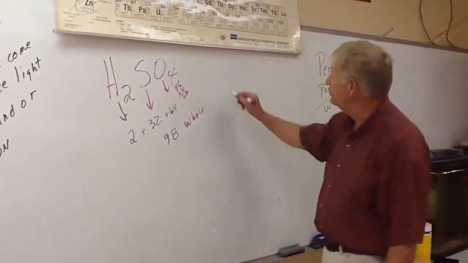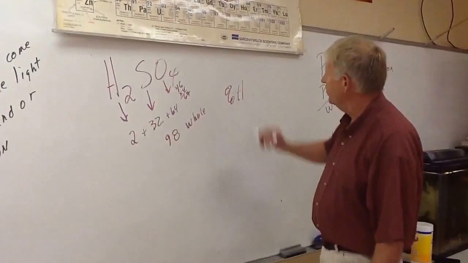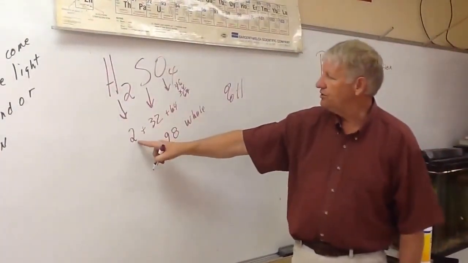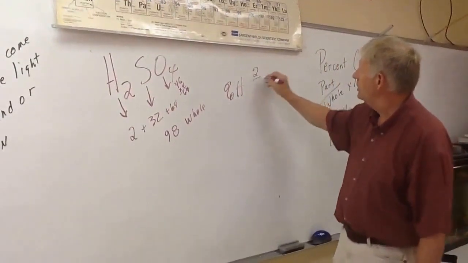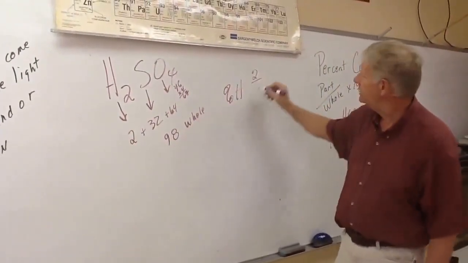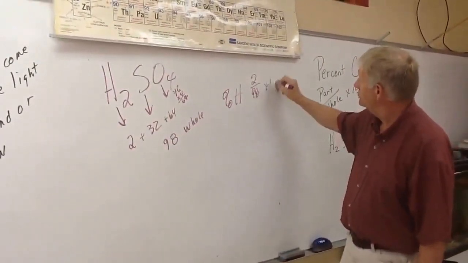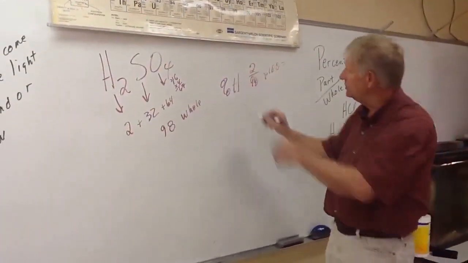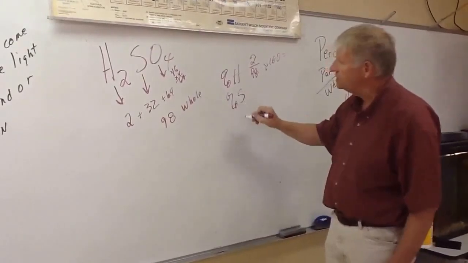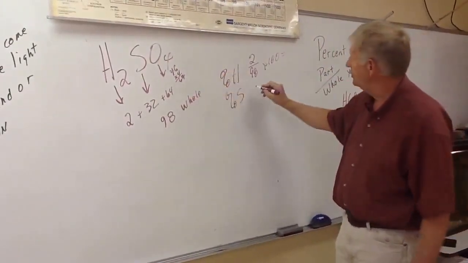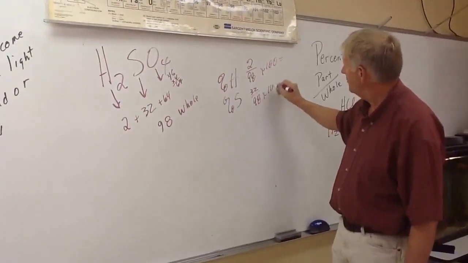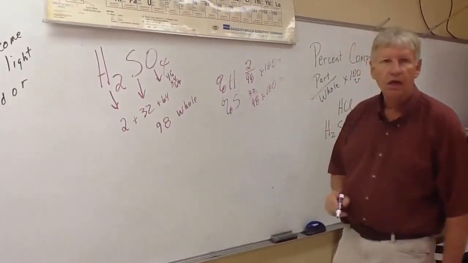But let's do the percent hydrogen, okay? So what's the percent hydrogen? Well, the part, it's H2, so the percent hydrogen will be 2 divided by the whole, 98, times 100, and that's going to equal the percent hydrogen. Well, let's think about this. What's the percent sulfur in sulfuric acid? Well, sulfur is 32, okay, and the whole is still the same, 98, so times 100 equals the percent sulfur.